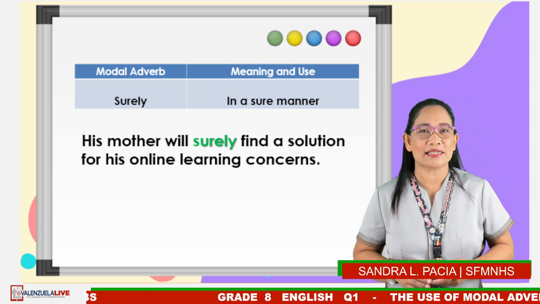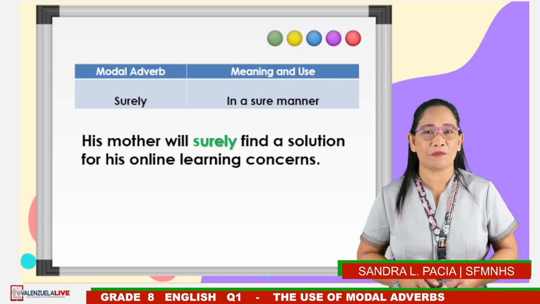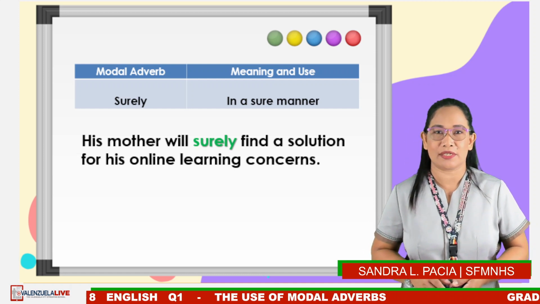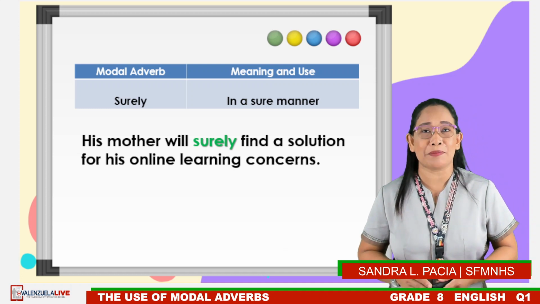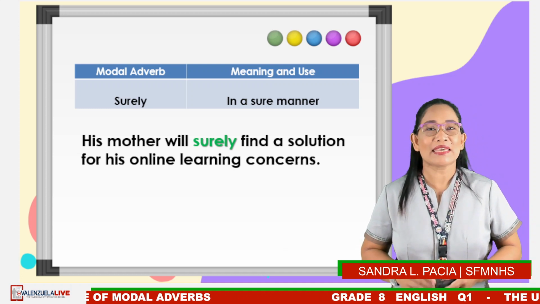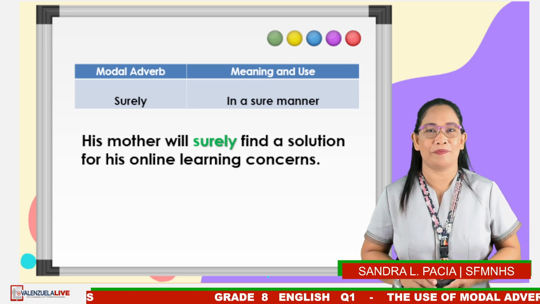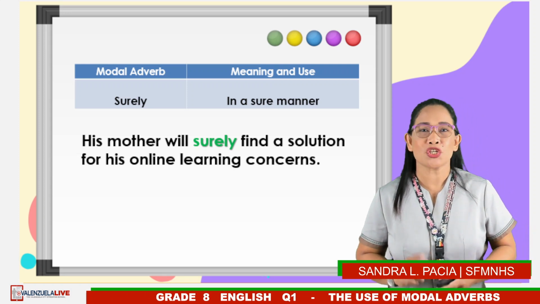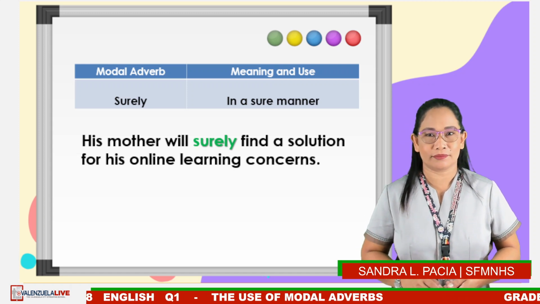Let us analyze the sentence. His mother will surely find a solution for his online learning concerns. In here, what word is being described by the word surely? Yes, it is the word find, which is a verb. The speaker here is sure that the mother will find a solution.